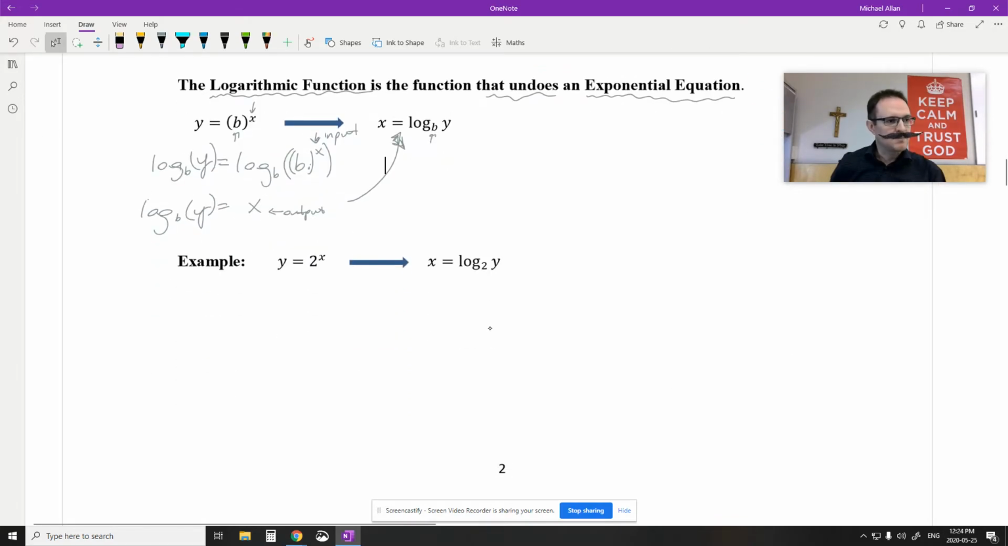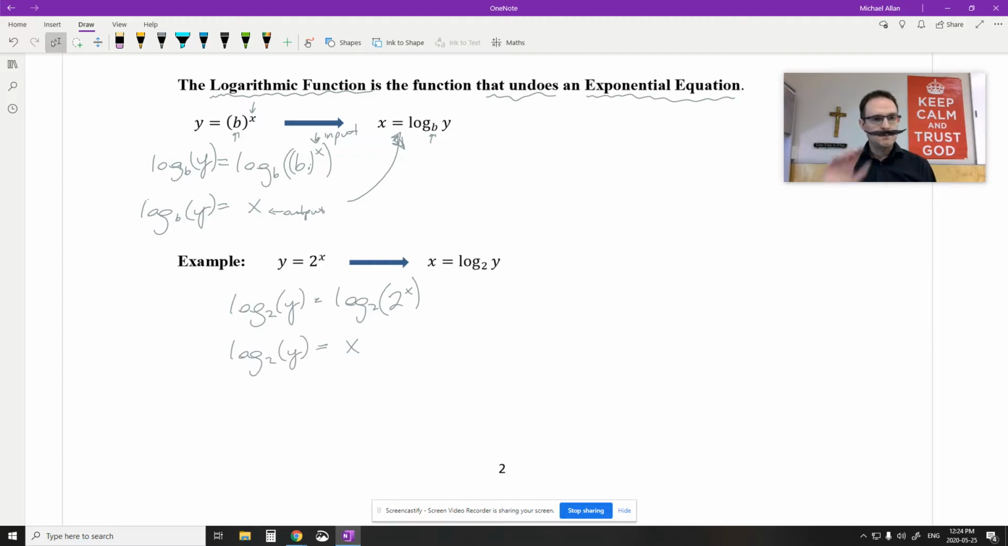So here's a little example. y is equal to 2 to the power of x, and you can change it around. I can undo this operation by taking the log of both sides, in this case log base 2. This is going to undo the operation. This will pop an x out, and then I'm left with a log base 2 of y on the other side. Now the bases have to be the same.